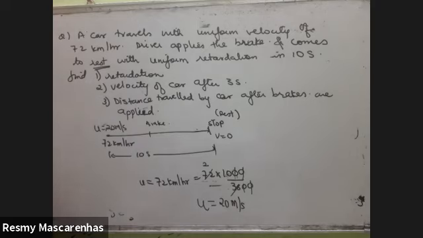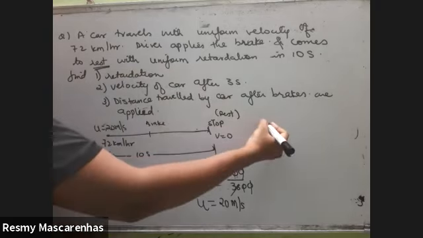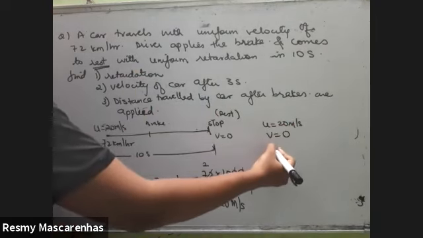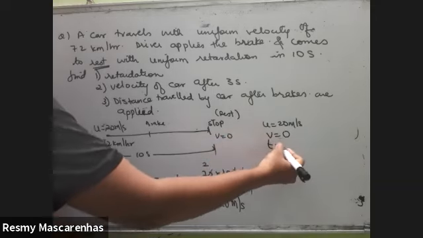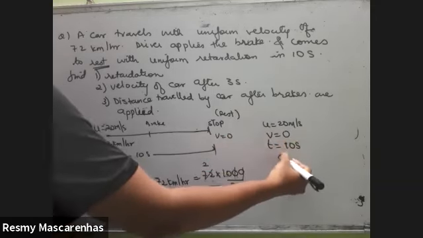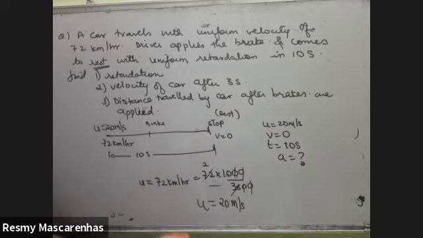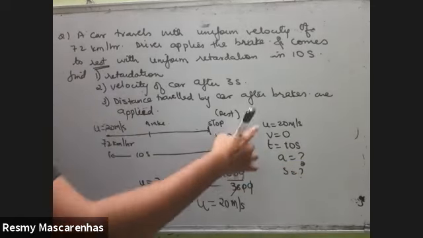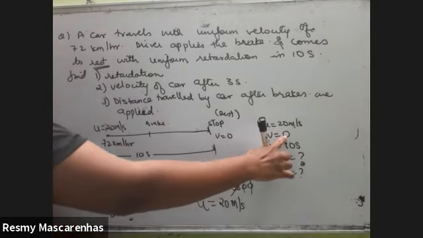So what all data is there for the first one? Retardation we have to calculate. U is 20 meter per second. V is 0. Then time is 10 seconds. What is your acceleration? Now we cannot use the last formula. Distance is not given. Check for the formula which doesn't have distance in it, because we don't know the distance either. So the only first formula we can use, because we know the time, we know U, we know V.